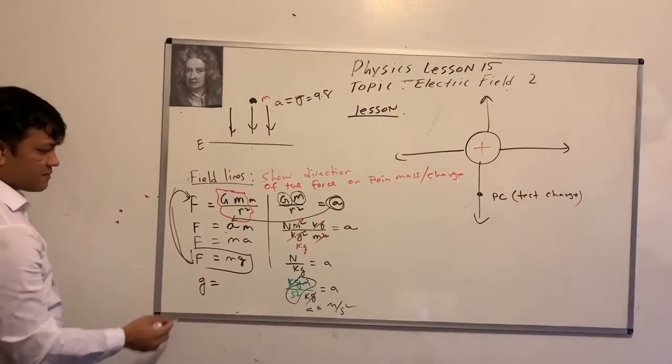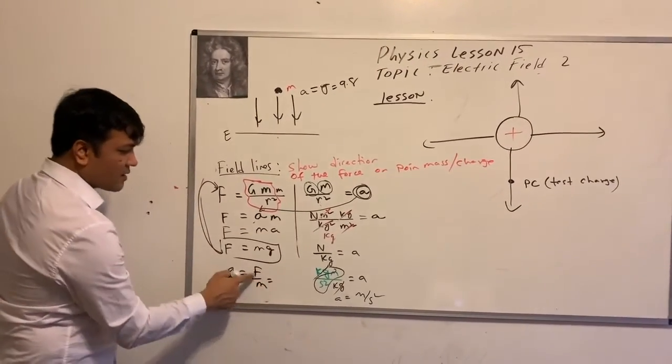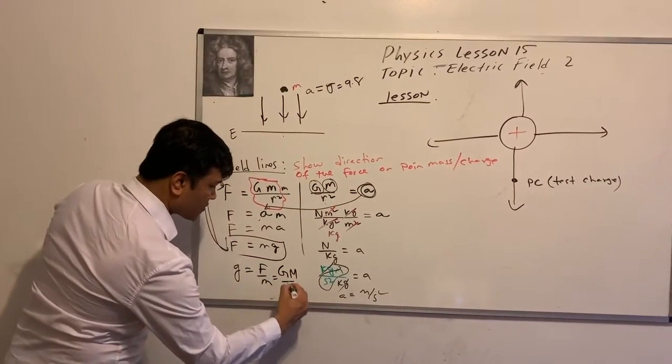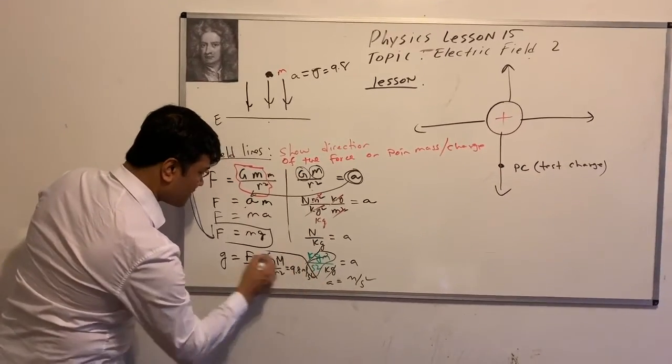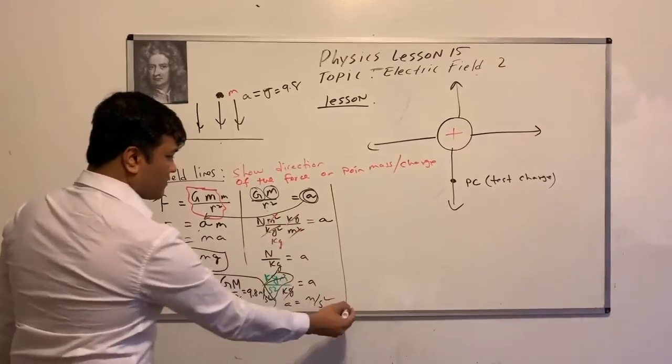All right, now we know the gravitational field. Gravitational field is F over m. So F over m is what? Gm over r squared, which is 9.8 meter per second squared. What a beauty. Now we're going to use the same thing and prove it over there.